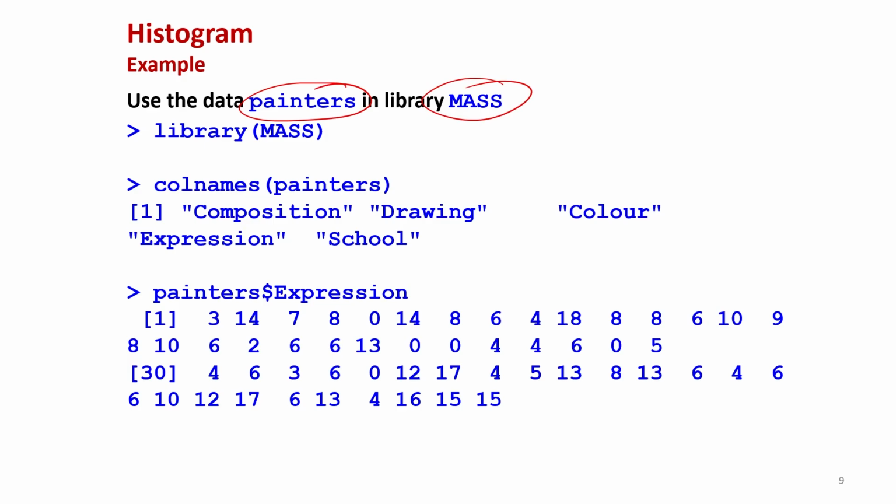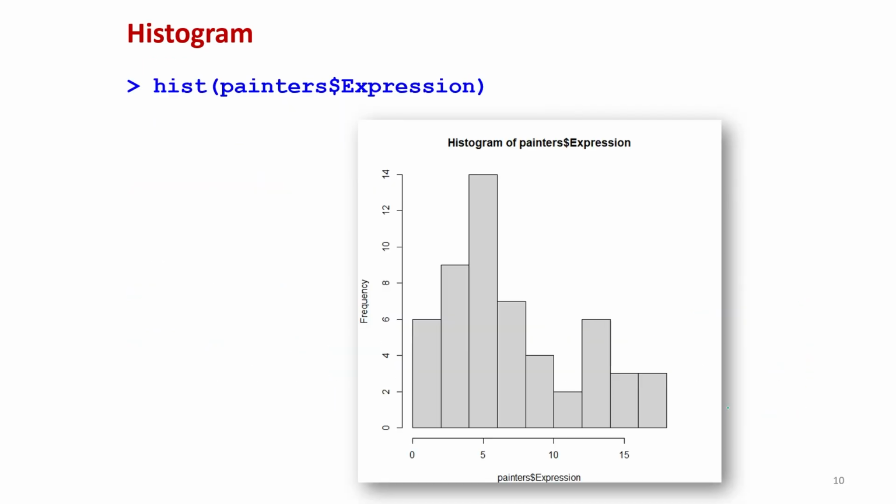So in this data set, you know that there are 5 variables: composition, drawing, color, expression, which are quantitative, and school is a qualitative variable, which I have obtained using the command colnames. So let me use here the data on the expression. I call this data painters$expression, and I would like to create here a histogram of this expression data.